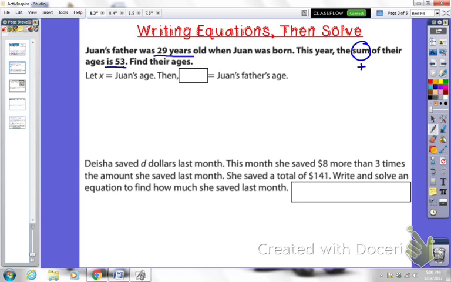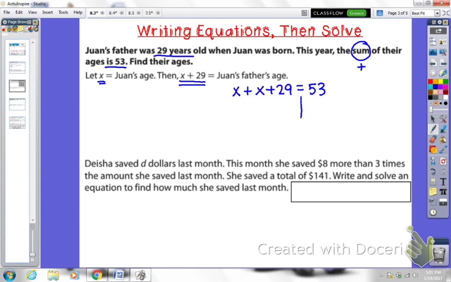So if we let X represent Juan's age, then that means Juan's father is taking Juan's age and adding 29 because he is 29 years older. So since sum means addition, I'm going to set up a problem. X plus 29 is equal to 53. So the first X represented Juan's age, the second X plus 29 was Juan's father, and if I add them together, I should get 53.